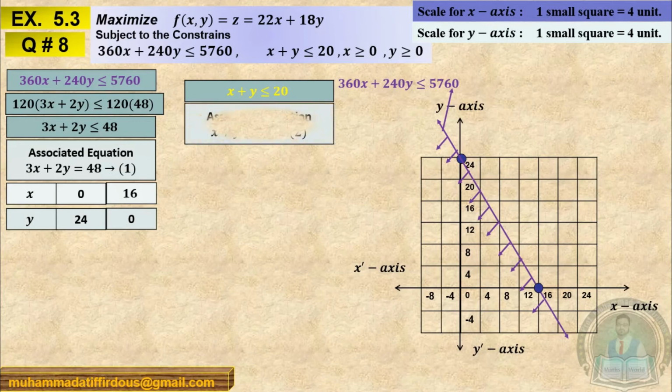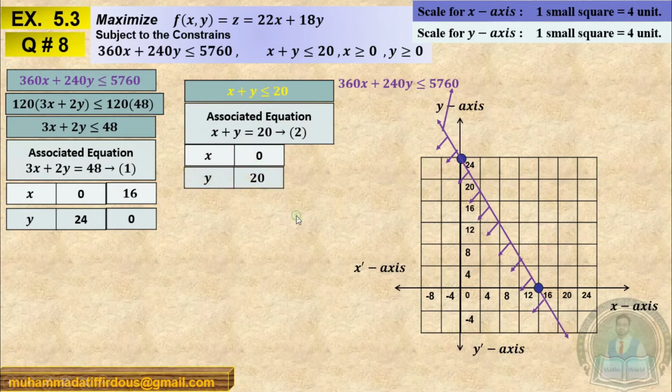Just convert this into our associated equation. Make a table by substituting x is equal to 0 in equation 2. We have y is equal to 20, and y is equal to 0 in equation 2, we have x is equal to 20.